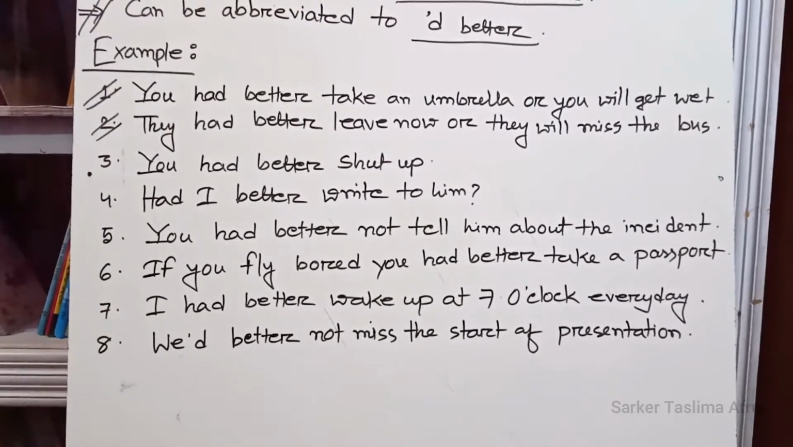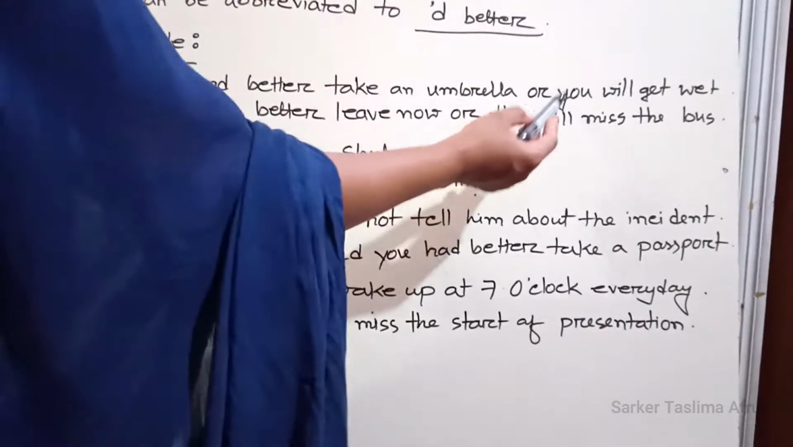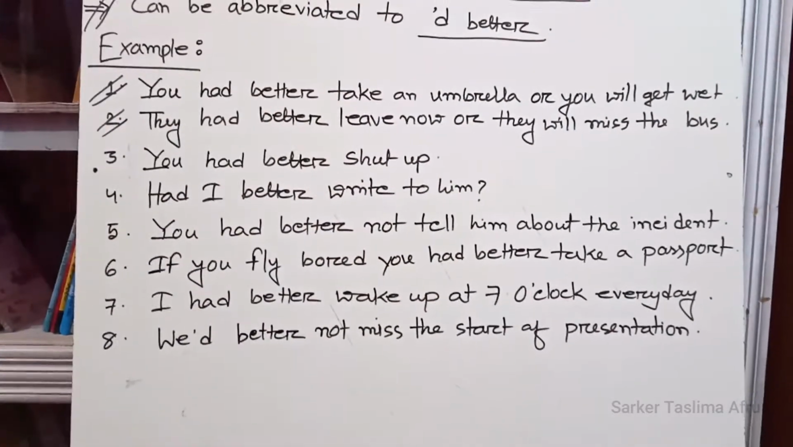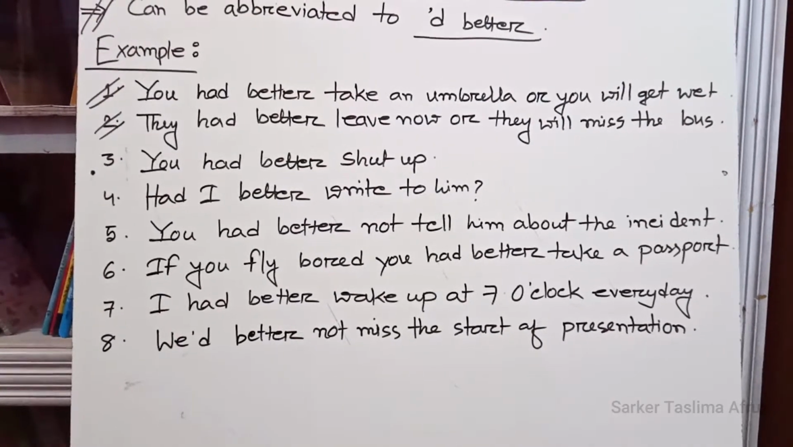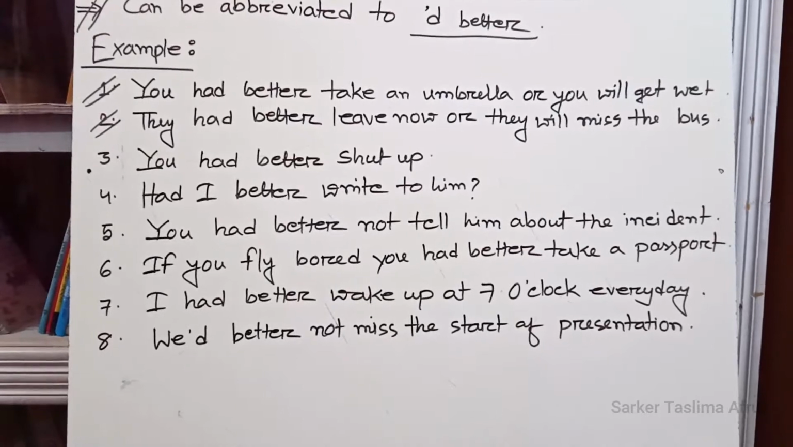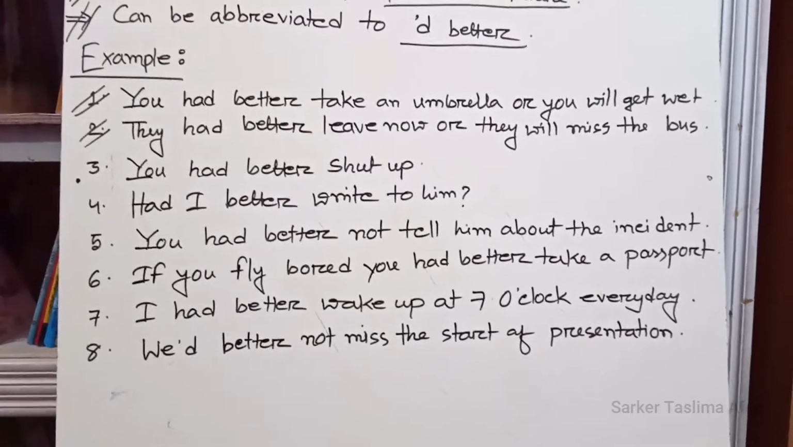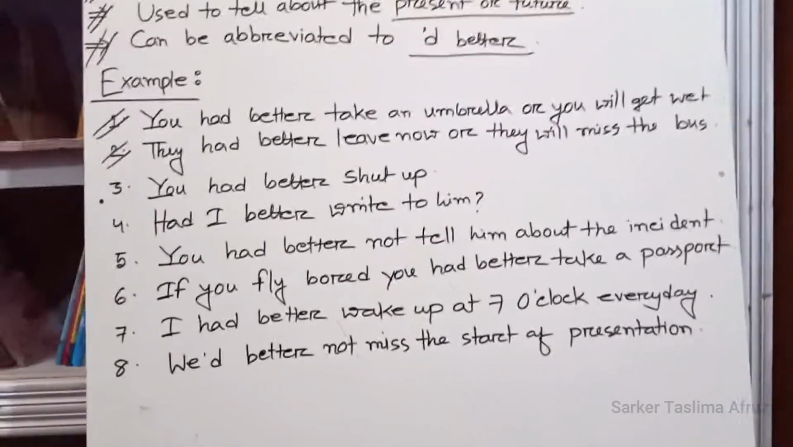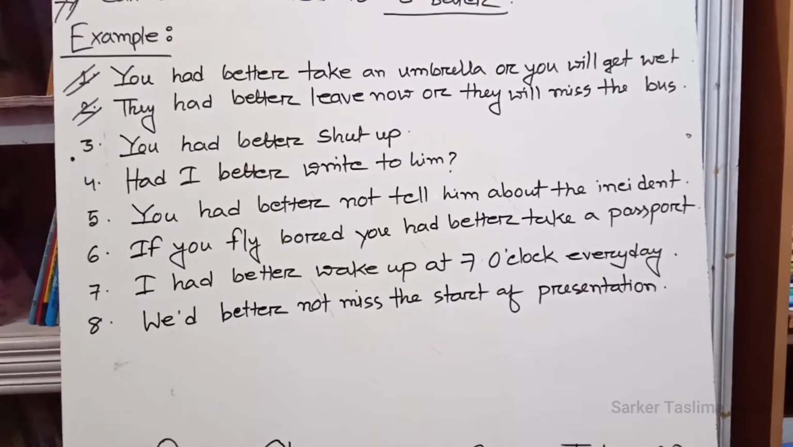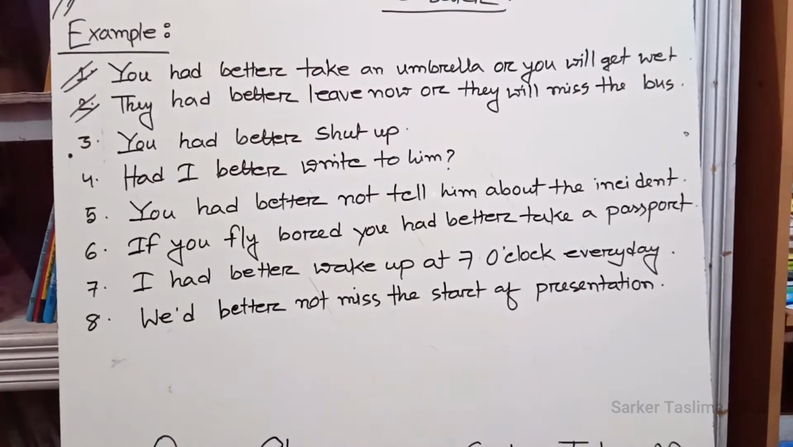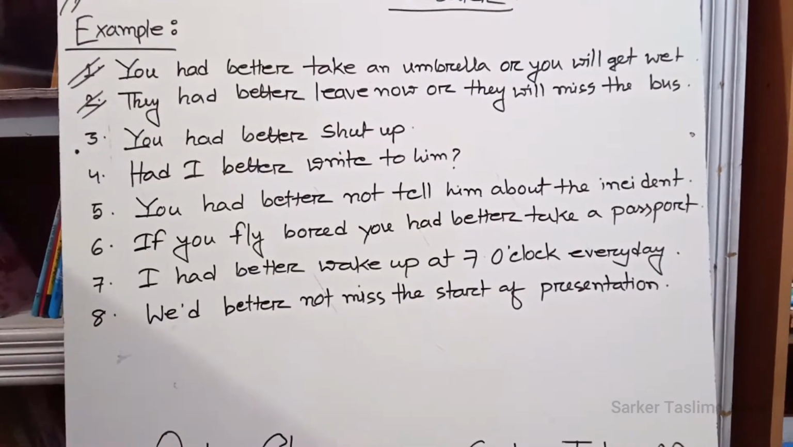First one, you can see, you had better take an umbrella or you will get wet. By this line, we can find that had better means strongly advise. Here, advice is the focus of this line. Next one, they had better leave now or they will miss the bus. Here we can see the advice. Once again, advice in a particular situation. So I think you understood how to use had better.